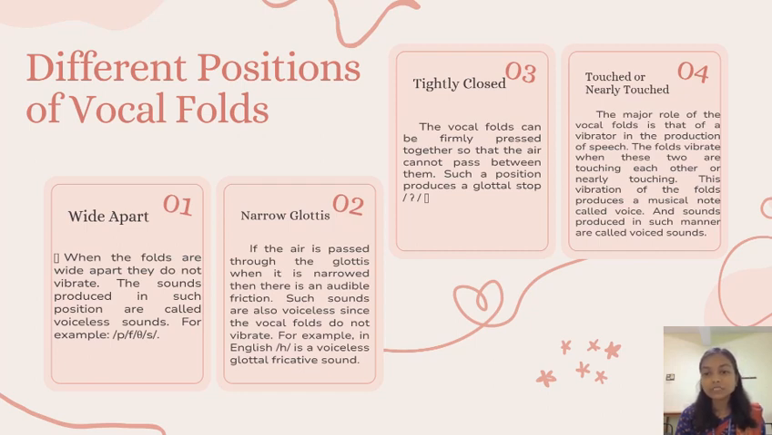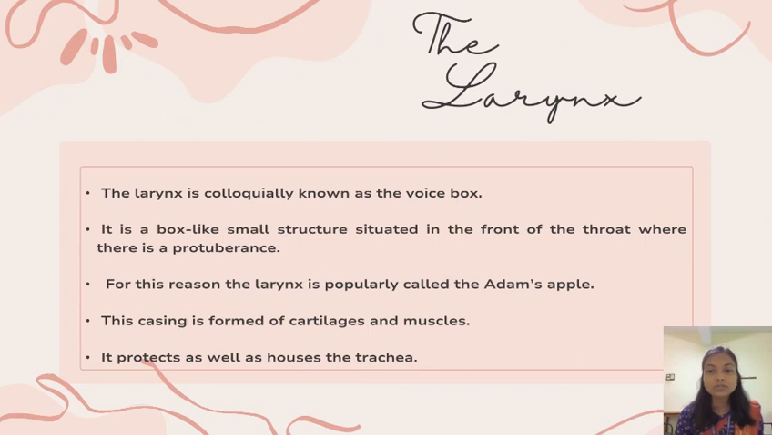The last one is touched or nearly touched. The major role of the vocal folds is that of a vibrator in the production of sound. The folds vibrate when they are touching each other or nearly touching. This vibration of the folds produces a musical note that is called voice, and so these are called voiced sounds.